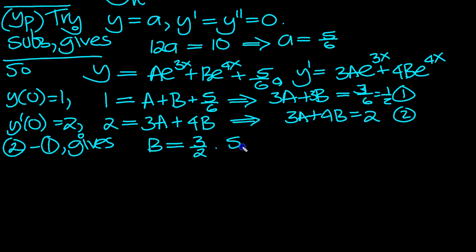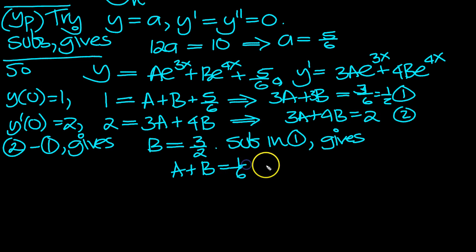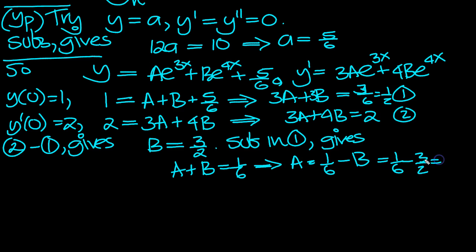So sub that in 1 gives, and I'm going to divide a plus b as a 6 now. So a plus b equals 1/6. I'll go back to that version of it. So a will equal 1/6 minus b. Move the b across. 1/6 take away the 3/2. This is 9/6, isn't it? 3/2 times by 3 top and bottom is 9/6. 1/6 take 9/6 is minus 8/6, which equals minus 4/3. There we go. That's a.